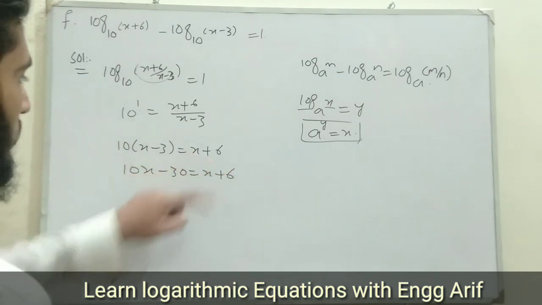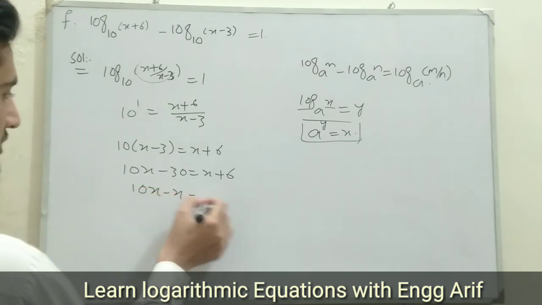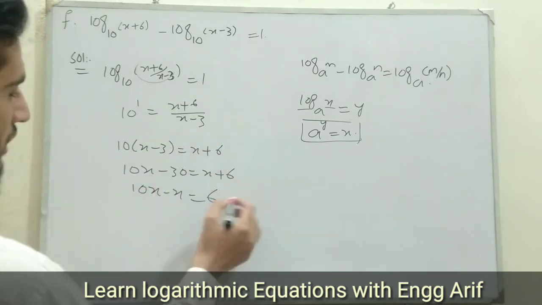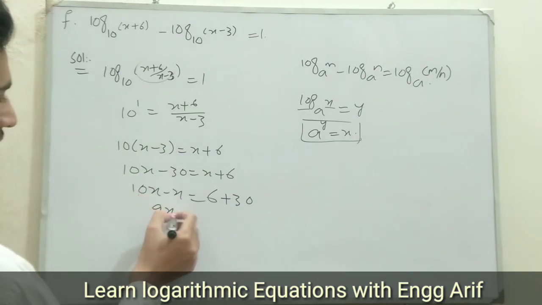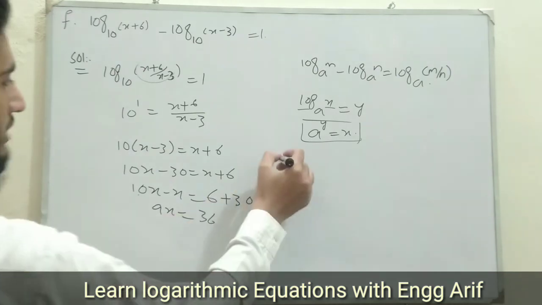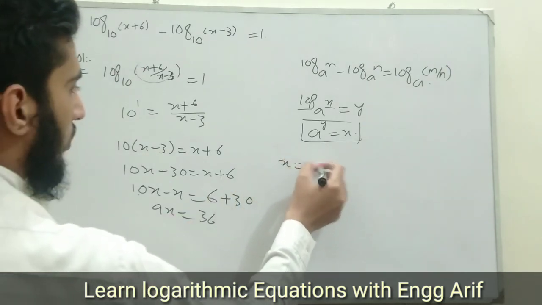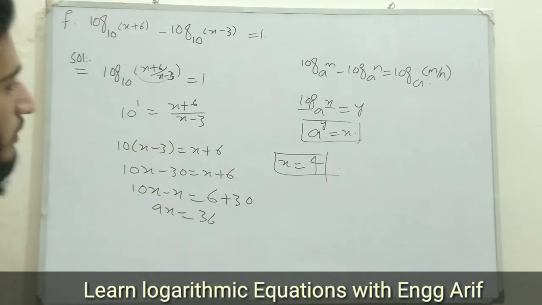10x minus 30 is equal to x plus 6. Now shift x to the left hand side, it becomes 10x minus x. Shift minus 30 to the right hand side, it becomes plus 30. 10x minus x gives us 9x is equal to 6 plus 30, which gives us 36. Divide both sides by 9. It will give us the value x is equal to 4. So the solution to part 6 of question number 6 is actually 4.